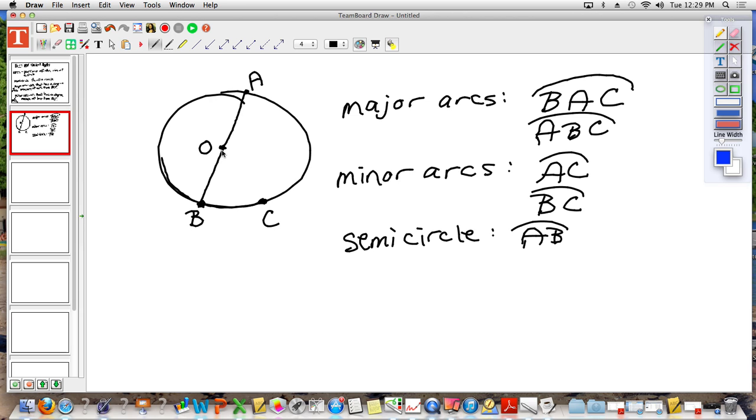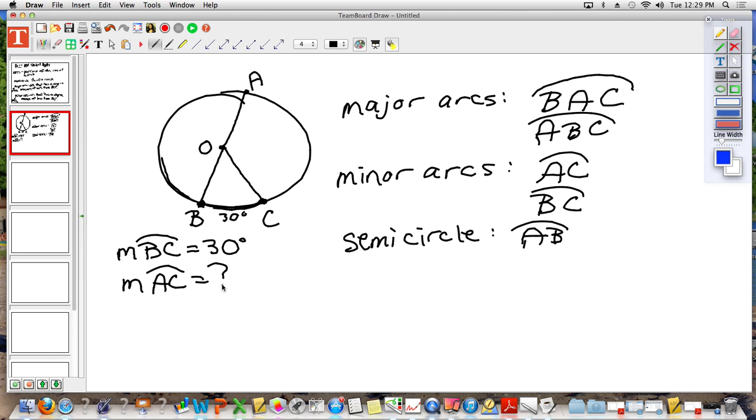Let's finish up our picture now. Draw that in. Let's say that I tell you that the little m means measure. The measure of arc BC is equal to 30 degrees. This arc right here is 30 degrees. What then is the measure of arc AC? The measure of arc AC equals what?